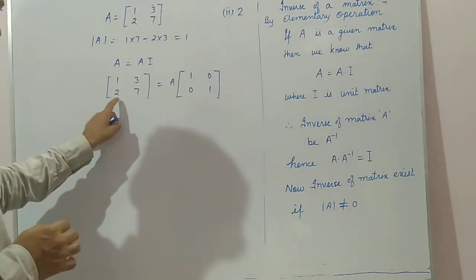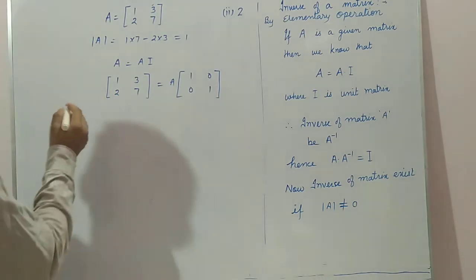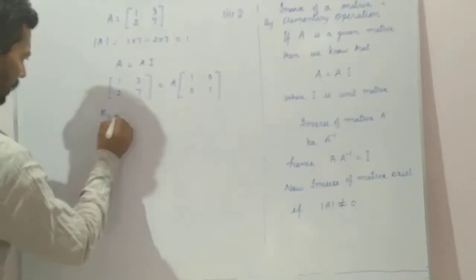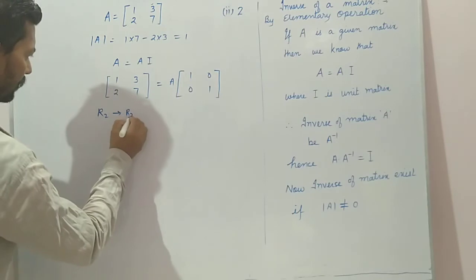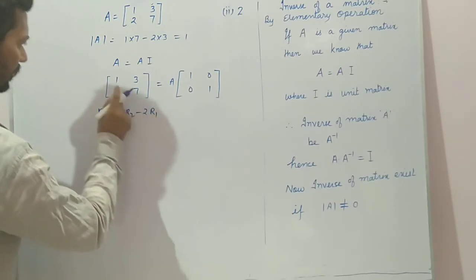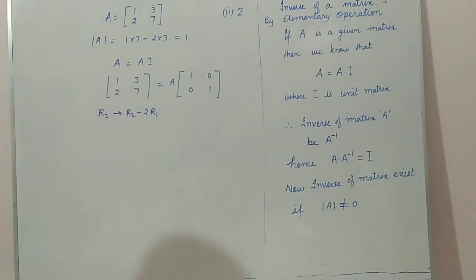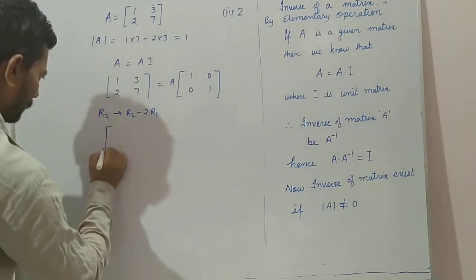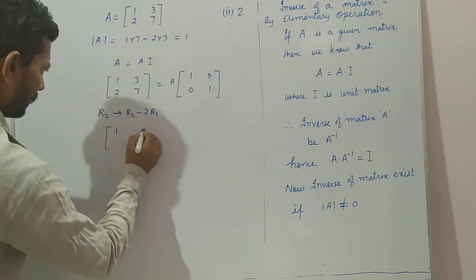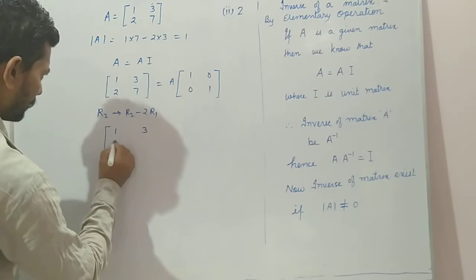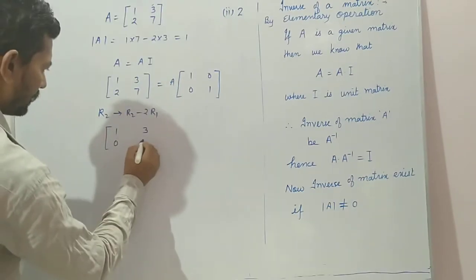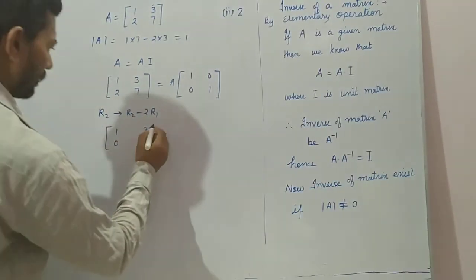Then second aim will be to bring here 0. So we can write R2 changes to R2 minus 2R1. This will become 0. Yes. So 1, 3, this is 0. 7 minus 2 into 3, 6. You are getting what? 1.